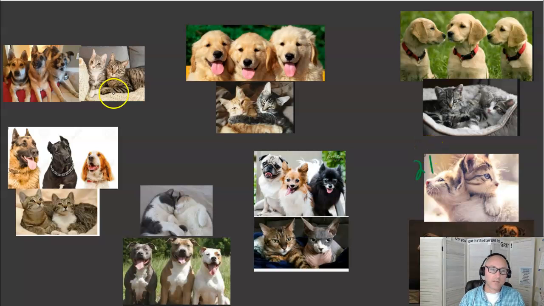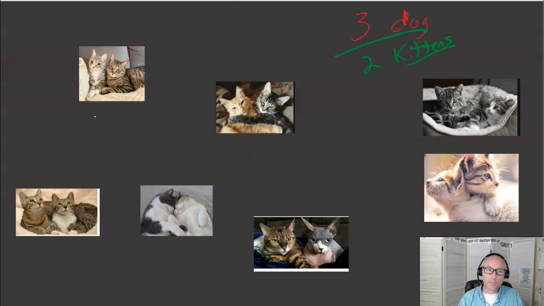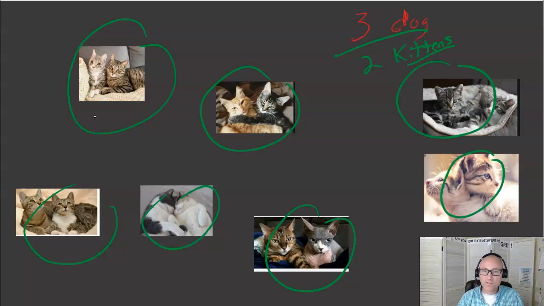That makes sense, because when we start from the beginning here, how many groups of kitties do we have? 1, 2, 3, 4, 5, 6, 7. And 7 times 3 dogs for each set is 21.